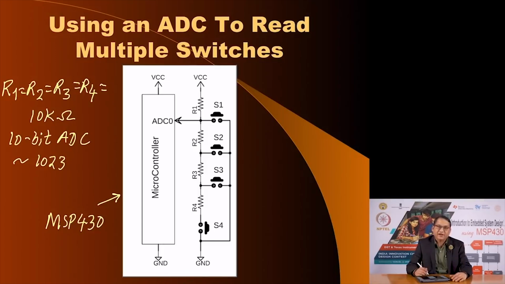Now, if S1 is pressed, because the other side of S1 is connected to ground, it will give 0 volts on the ADC. So, you would know that if the ADC input is more than 1000, that means no switch is being pressed. If the ADC input is near 0 volts, that is a count near 0, a few numbers, that means S1 was pressed.